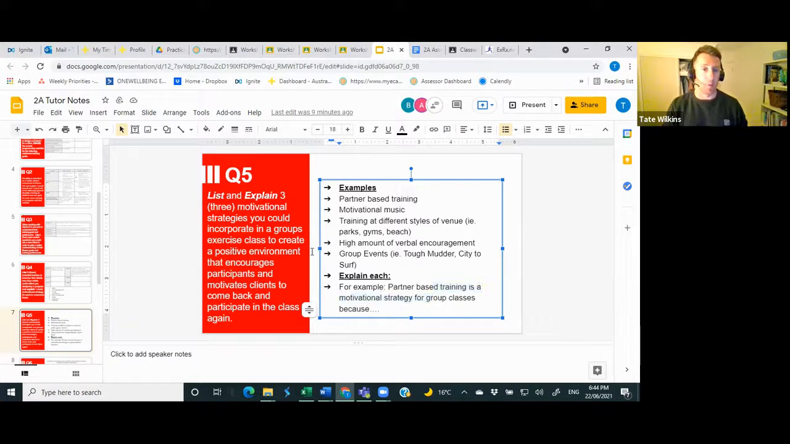So I put down some examples there. If you just want to pick out some or think of yourself, and just literally write down a sentence why for each one. So if you choose motivational music is encouraging because I would think it creates a fun, engaging environment, similar to a nightclub almost, to a degree, where the music's loud. Motivational music is also good for the beat, the rhythm, so they can move along to the beat when they're, say, doing cardio.